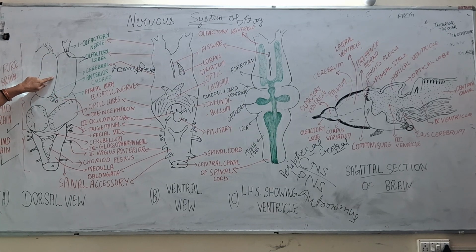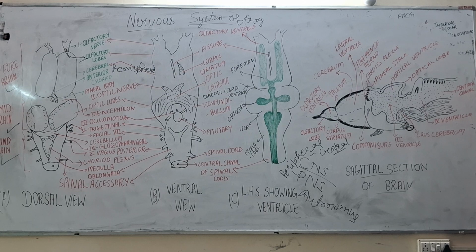This is called the anterior commissure. What is it called that joins two similar structures? Commissure. What joins two different ganglions is called a connective. Clear? These two are clear: the olfactory nerve and then the cerebral hemisphere.